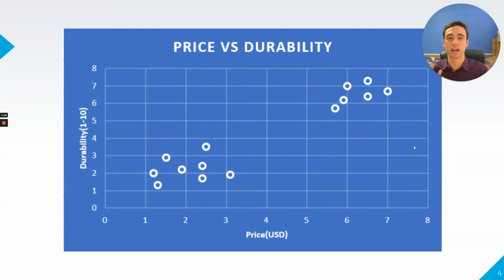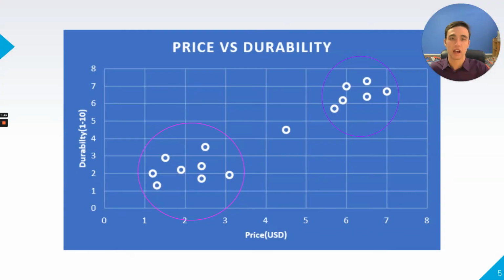In this graph, we have price versus durability. On the lower half, we have objects with lower prices and lower durability. And on the upper half, we have items with higher prices and higher durability. The computer is able to discern where these items are grouped and how they should be placed in relation to each other, because they're very distinct and it's easy to see. However, when we introduce an item that isn't clearly in one group or the other, the computer has a harder time in learning how to discern which group this item should be placed in.